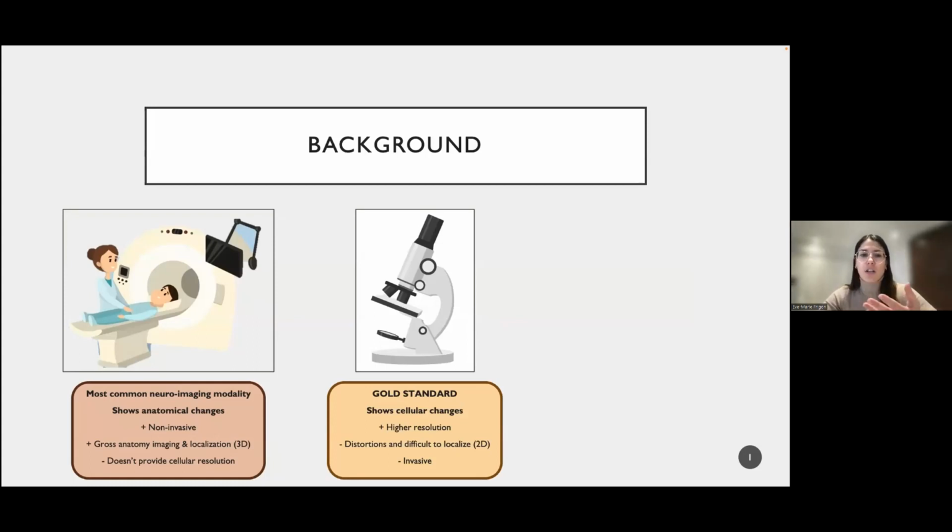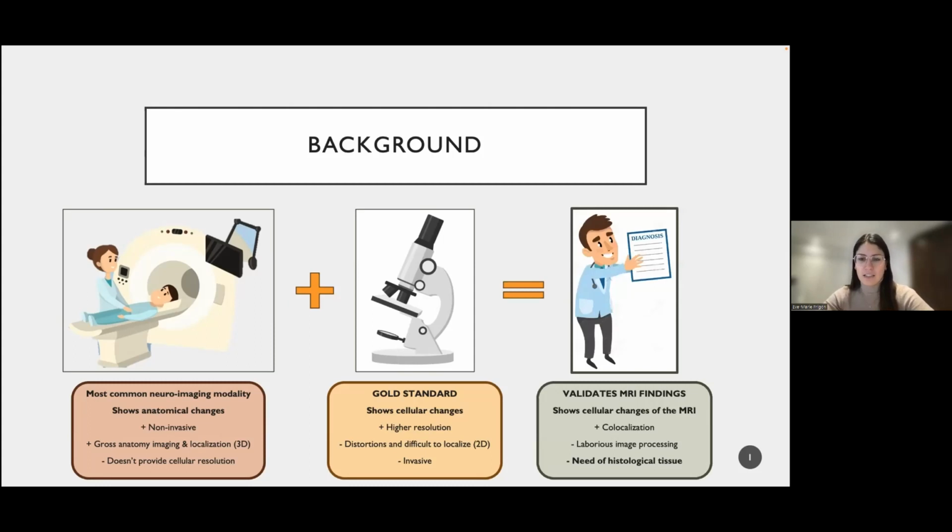And so histology also provides a higher resolution, but results in more distortions. It's also more difficult for the users to locate or orient structures since it refers to very thin 2D sections. And to have the best of both worlds, registration between MRI and histology also validates MRI findings by showing the cellular changes found in the MRI, while also increasing the ease of colocalization.